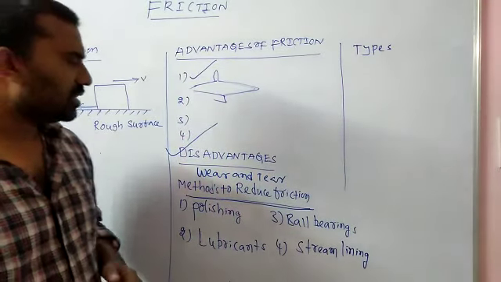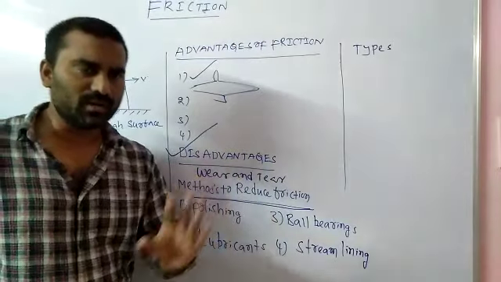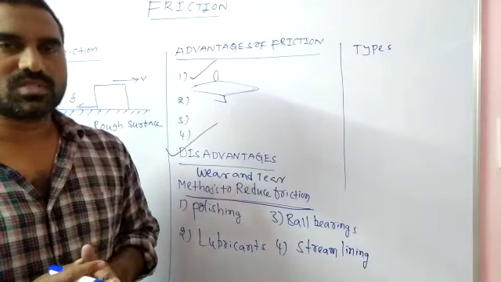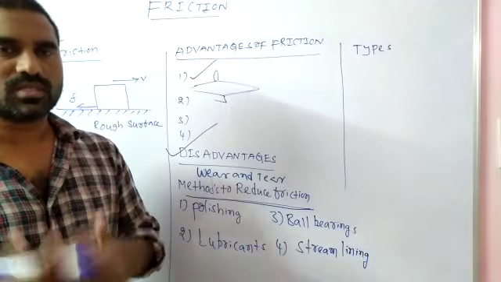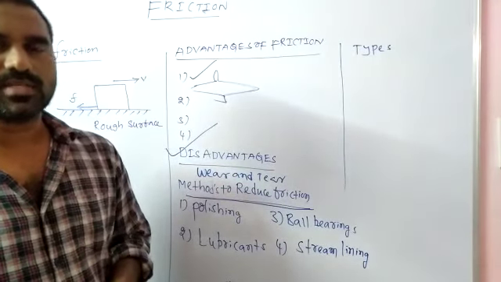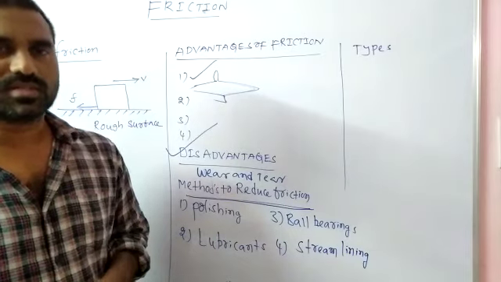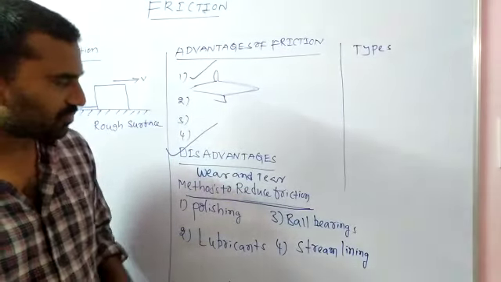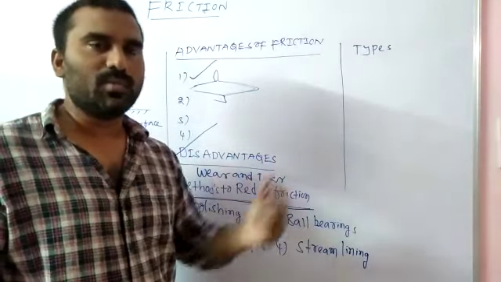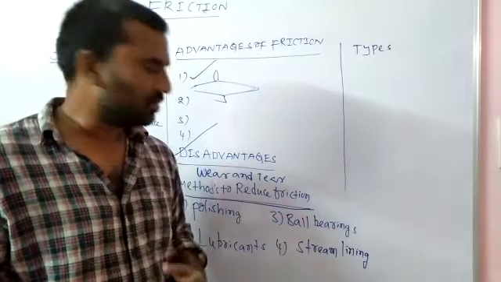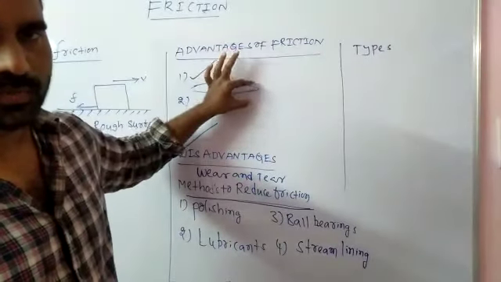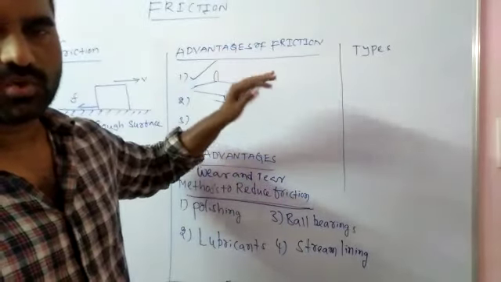These are the methods to reduce friction. First is polishing the contacting surfaces to some extent, thereby reducing friction. Then lubricants: when grease is applied between two contacting surfaces, friction is reduced. Vehicles are provided with ball bearings to reduce friction between tire and ground. And streamlining: automobiles and aeroplanes are specially designed with curved surfaces to reduce air friction.